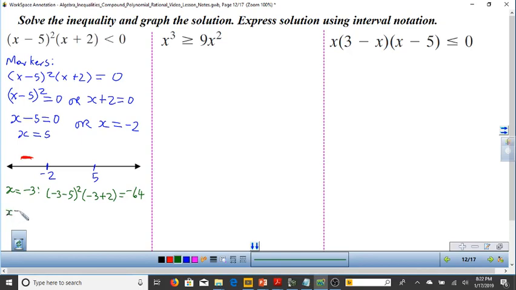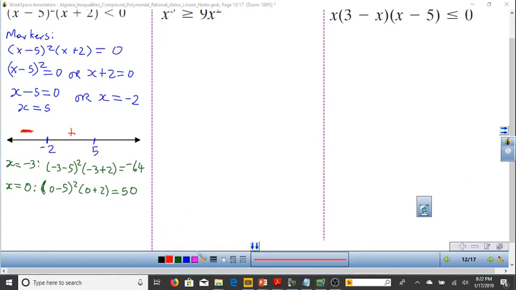The easiest number, of course, to try is 0. So I plug 0 into the same expression on the left in standard form: 0 minus 5 squared times 0 plus 2. Then 0 minus 5 is negative 5. When you square it, you get positive 25. And 25 times 2 is 50, a positive number. And so we get a positive. You must be careful that you don't jump to the conclusion that if one region is negative, the next region is positive, and vice versa. You need to check all the time because sometimes both regions are the same.